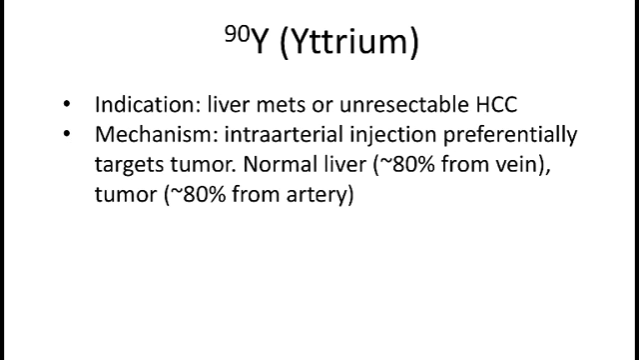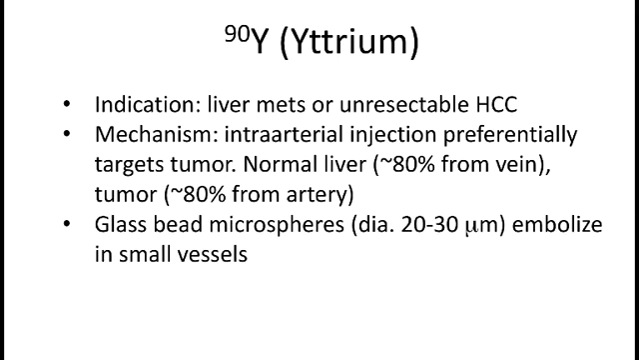And the reason for that is that normal liver, about 80% of the blood supply comes from a vein, but in a tumor, about 80% comes from artery. And so by injecting intra-arterially, you can get a preferential dose to the tumor. This formulation is typically through glass bead microspheres, which are 20 to 30 microns, and they embolize in small vessels in the tumor.